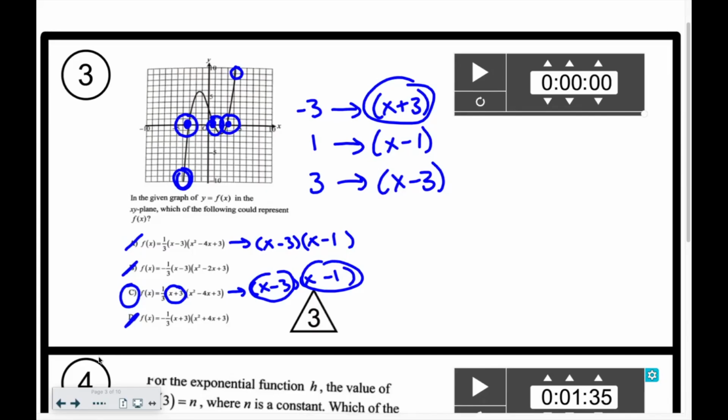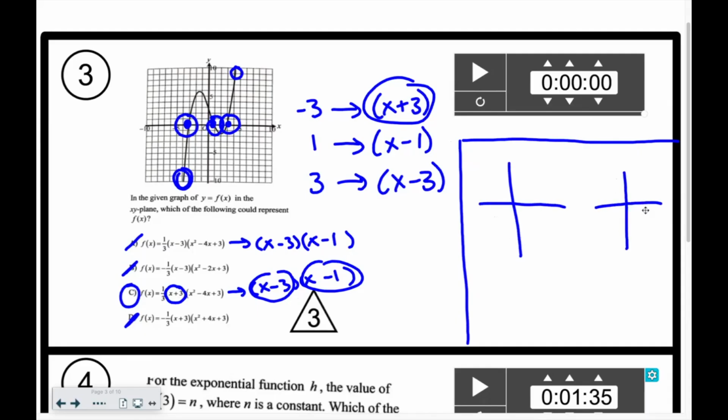Can you explain how you're able to eliminate the two answers in the beginning because of the end behavior? Yeah. Okay. So there are four end behaviors. And the way that I think about them is the two most basic functions that we should know on the SAT are y equals x and y equals x squared.